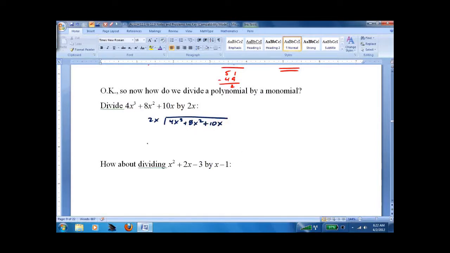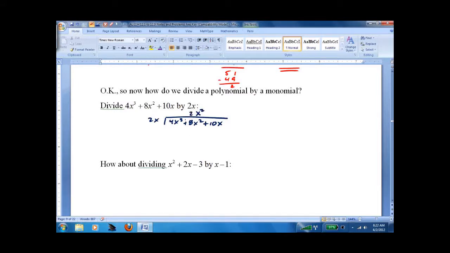And we're going to do this one two different ways. So if you're already yelling, hey, I know a better way to do it, that's fine. We'll do it that way in a minute. What times 2 is 4? 2. And what times x is x to the third? X squared. So we put it above the x squared.